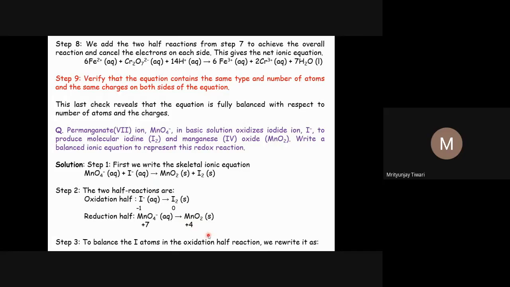Now what we do in the third step, we balance each half reaction in terms of atoms other than oxygen and hydrogen. If you look at the second half reaction, the number of manganese atoms on the left hand side and right hand side is the same, it is 1, and oxygen we don't have to bother about in this step. But if you look at the iodine, 1 iodine atom is on the left hand side and 2 iodine atoms are on the right hand side, it is I2. So we need to multiply this iodide, this I minus, with 2. So this is what we do.